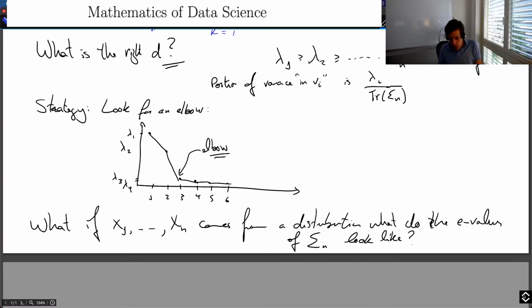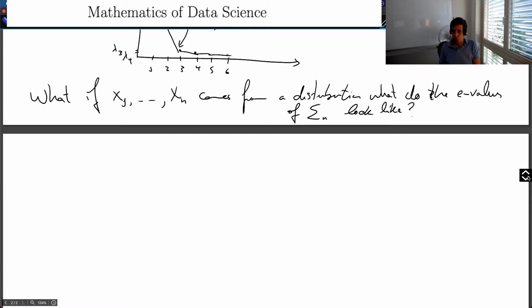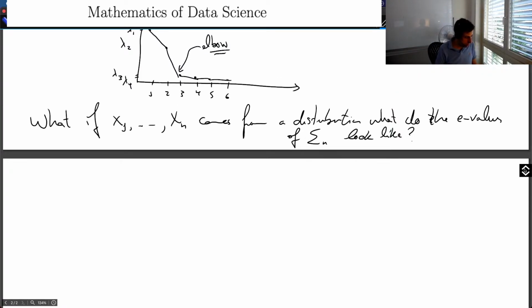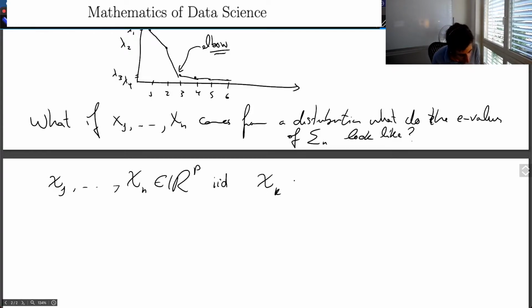And so let's try to make things simpler so that we can start doing some math around this. Let's say that x1 through xn in R^p come from a Gaussian, say with mean 0 and variance sigma. So we have some variance sigma.